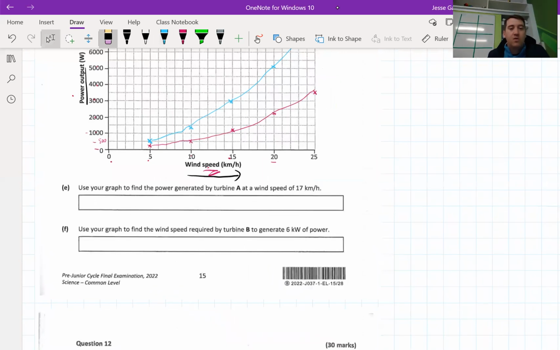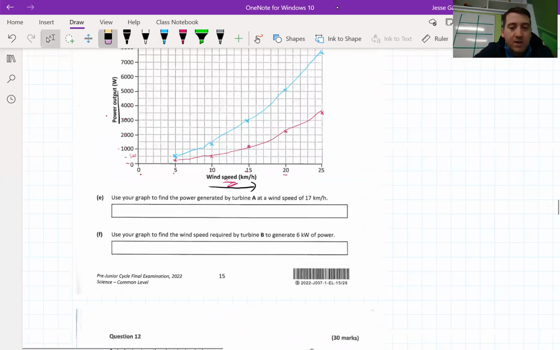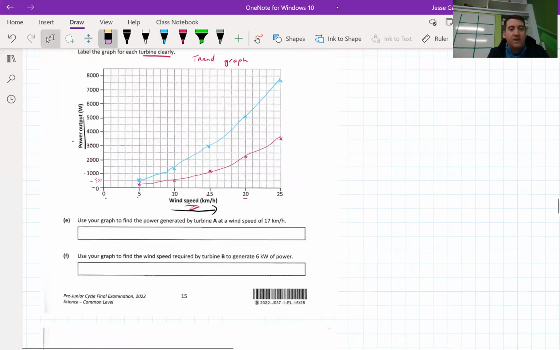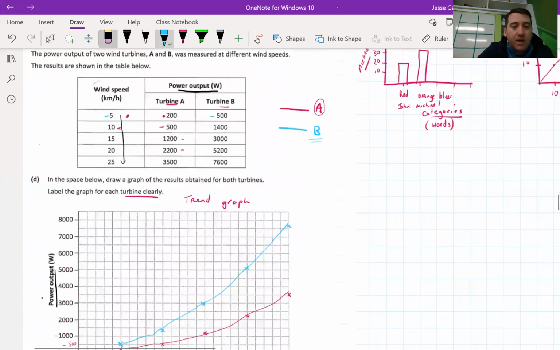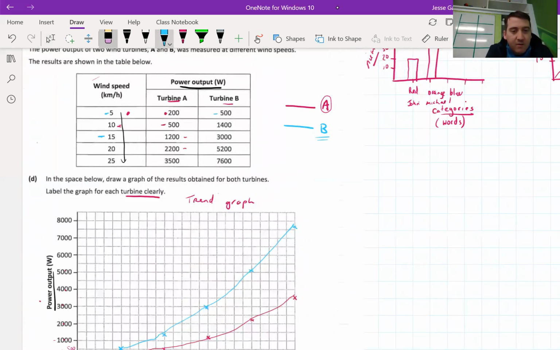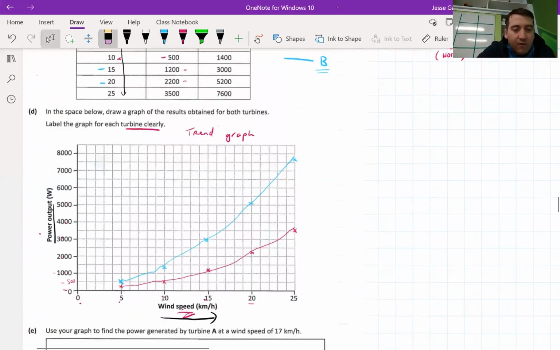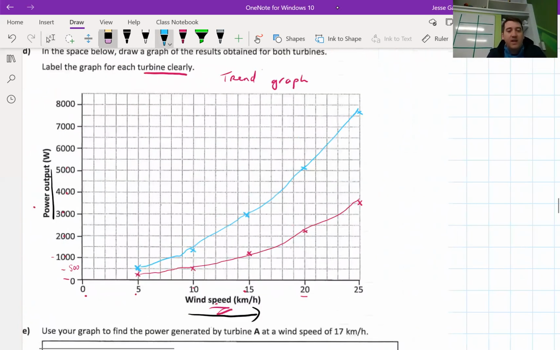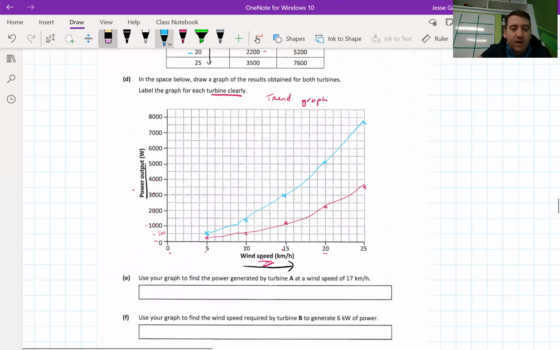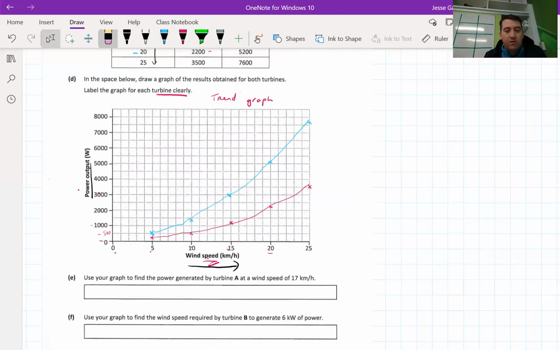All right, now it says use your graph to find the power generated by a turbine at a wind speed of 17. Well, we don't have a point up here for 17. We only have 15 and we have 20. What we can do is find on our graph where 17 is. So I'm just going to give you a chance to pause the video and have a go at this yourself. Pause the video and do that now.